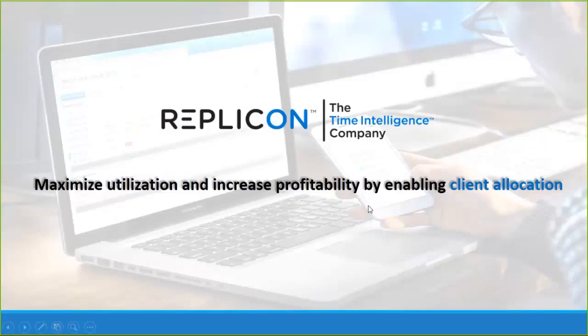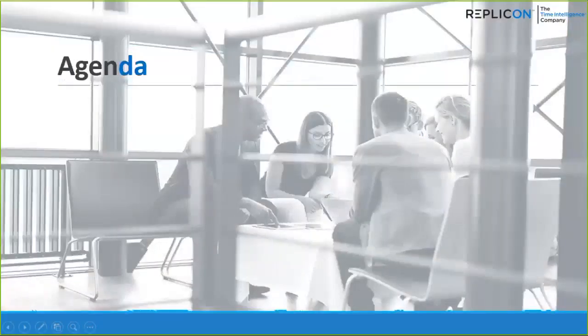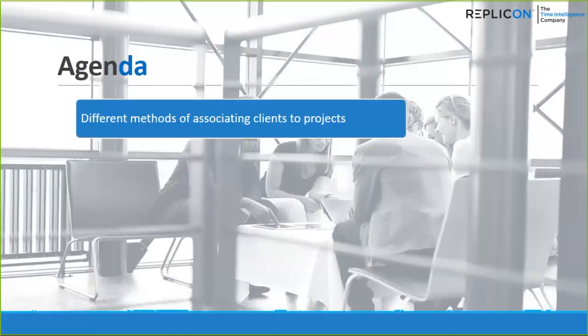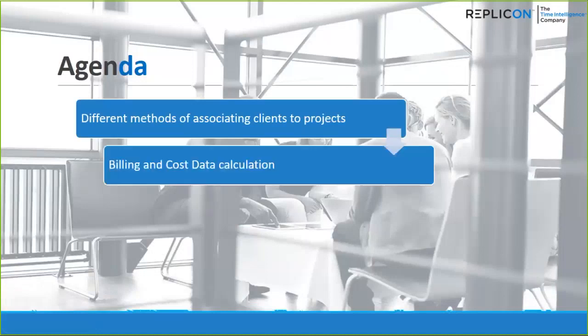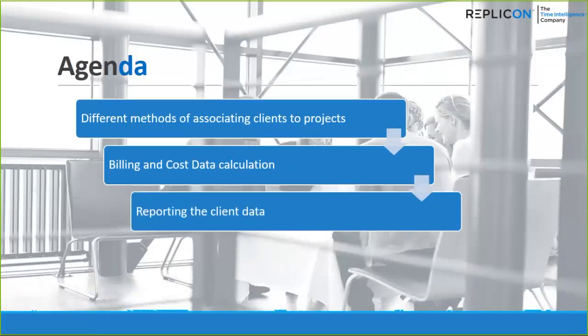Now, just to give you an overview of the agenda of the webinar today, we're going to talk about the different methods that are present in Replicon for associating clients to projects. Then we're going to talk about the billing and cost data calculation that happens. We'll show you in the system how the billing and cost data will be differentiated based on how you associate a client to a project. And we'll see the reporting of client data in the system.